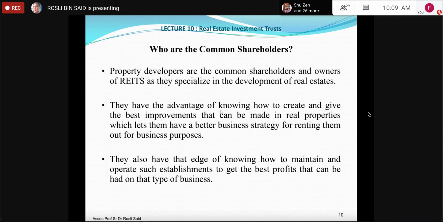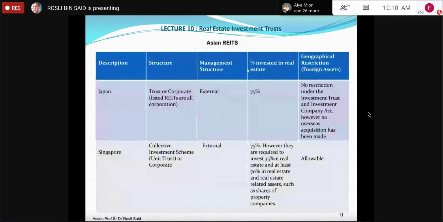So who are the common shareholders? Property developers are the common shareholders in the USA, but not in Malaysia. Owners of REITs specialize in the development of real estate, also in the USA. They have the advantage of knowing how to make the best improvements in real properties, which lets them have a better business strategy for renting them out for business purposes. They also have the edge of knowing how to maintain and operate such establishments. This is normally done by REIT managers in Malaysia. Now we see the ASEAN REITs.